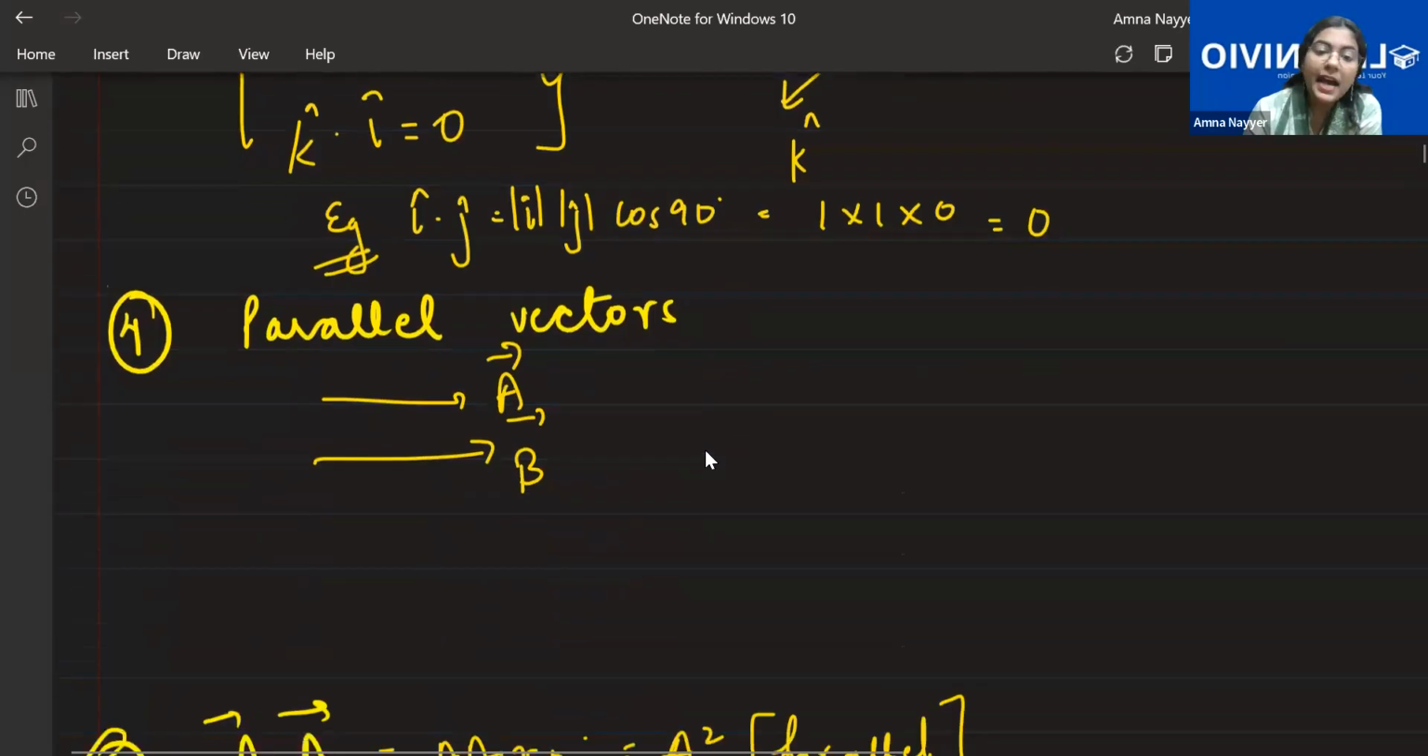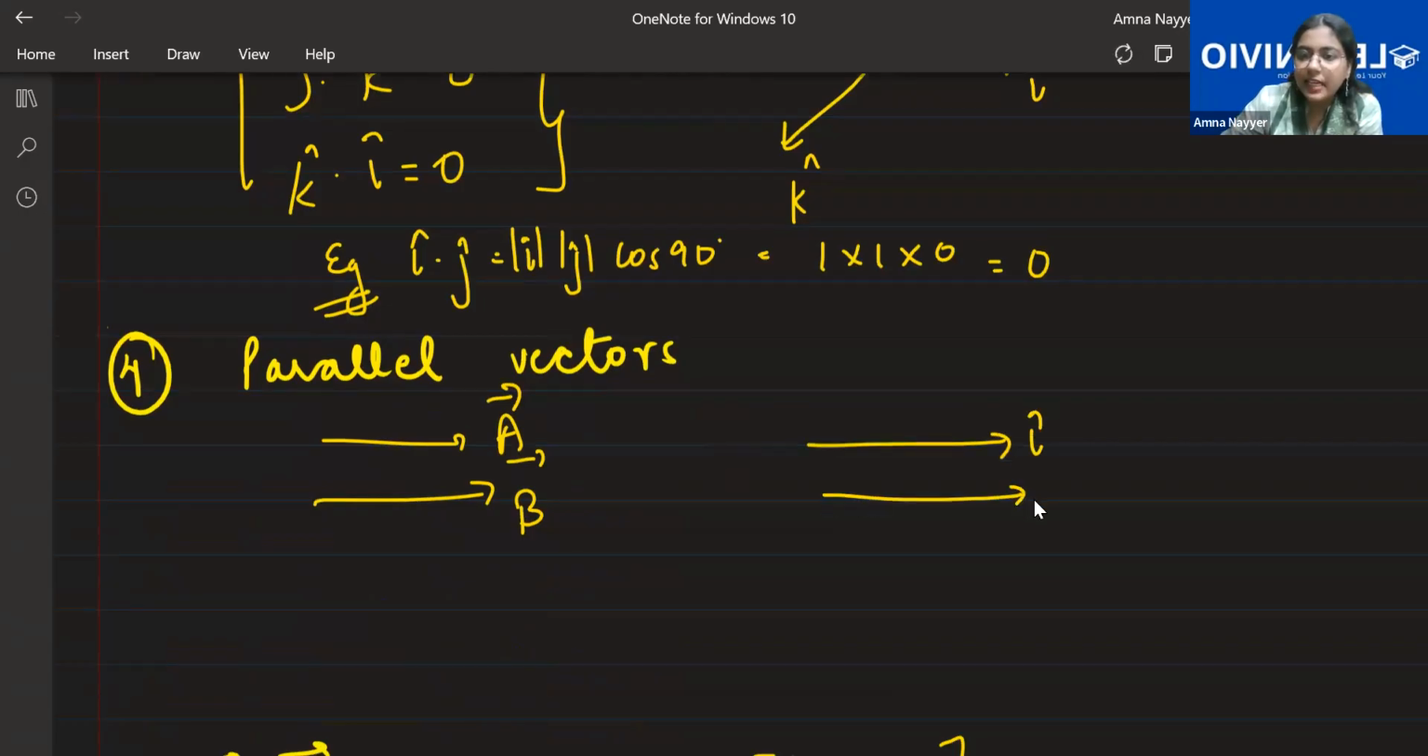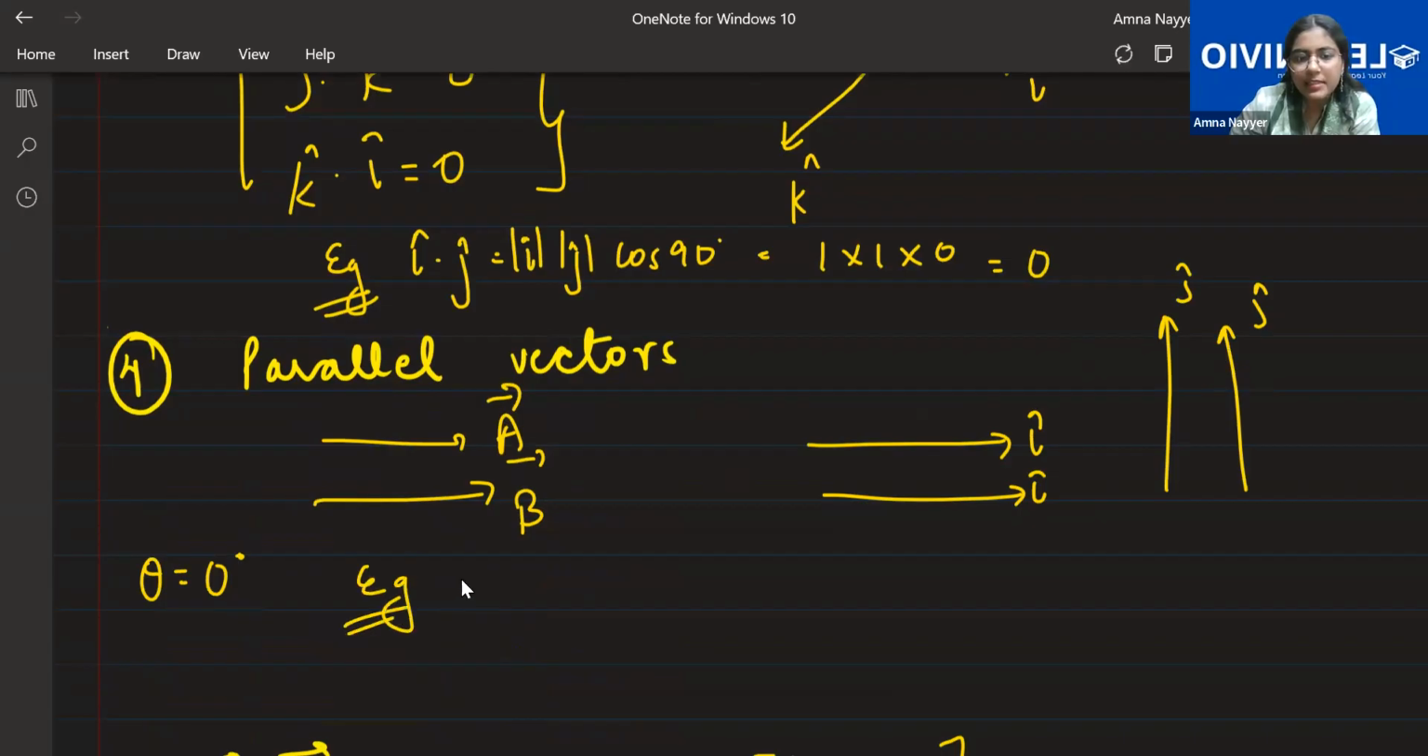Okay. But if we take parallel vectors, like i cap with i cap, or j cap with j cap, they are parallel, meaning they have an angle of 0 degrees to each other, right? So what will it be? Let's take an example. Let's say i cap dot i cap.